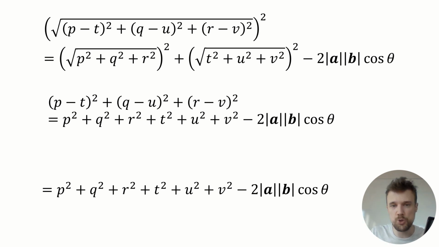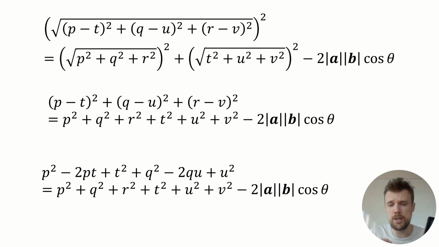Multiplying out p minus t all squared will get you p squared minus 2pt plus t squared. Multiplying out q minus u all squared will get you q squared plus u squared minus 2qu. I've written them in the other way around, but whatever. Those are the things you get. And lastly, multiplying out r minus v all squared, you'll get r squared minus 2rv plus v squared.